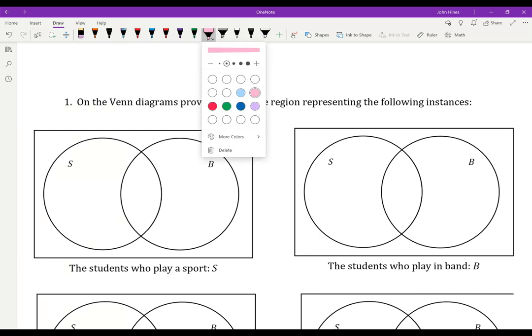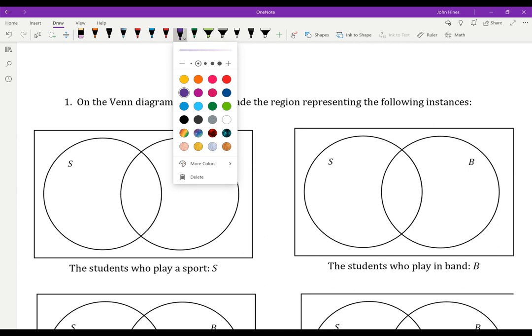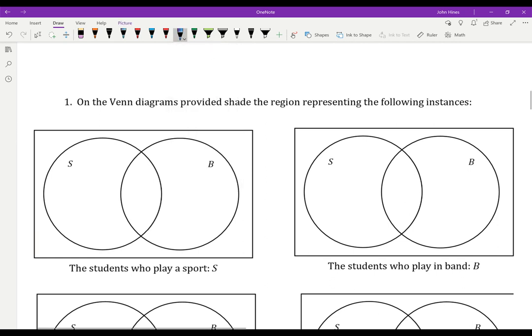So we get to color here. Good thing I have lots of colors to pick from. Maybe this would be a great time to use the Galaxy pen. This will be a great Galaxy pen lesson.